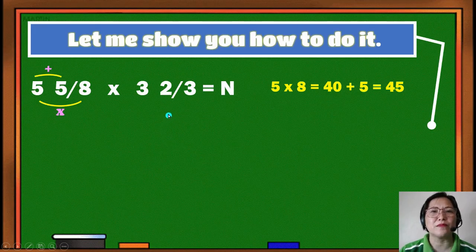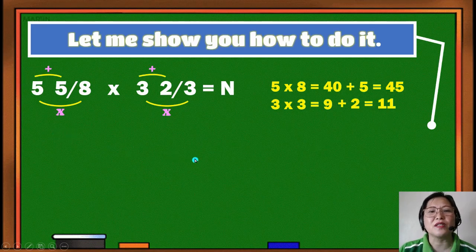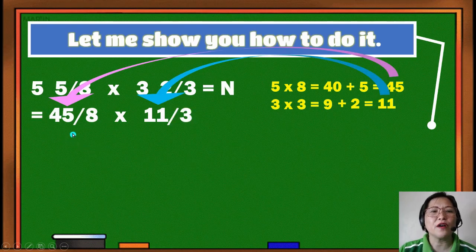Let's proceed to the next mixed number. Whole number times the denominator is 3 times 3, and that is 9. And then add the numerator 2, and that becomes 11. So 5 and 5/8 times 3 and 2/3 becomes 45 over 8 times 11 over 3. 45 is the answer when you multiply the denominator by the whole number and add the numerator. And that is also the same with 11. So, these become the improper fractions now.